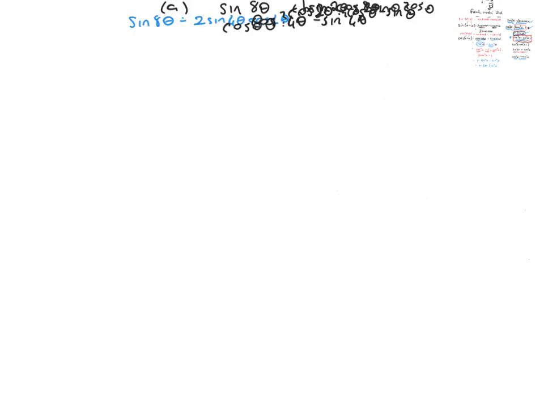Okay, next one, we're going to find the exact value of 2 cos squared 15 minus 1.